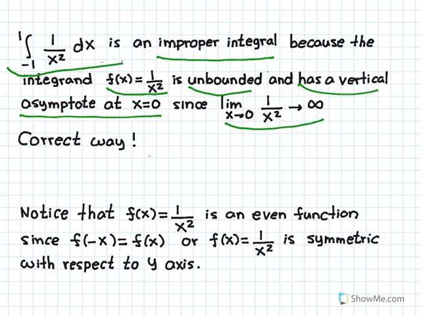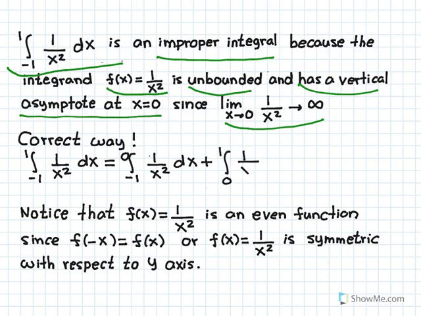So let's do it the correct way. So what we have is the integral from negative 1 to 1, 1 over x squared dx. This is equal to, we're going to split it at its point of discontinuity, which is 0. So we integrate from negative 1 to 0, 1 over x squared dx, plus the integral from 0 to 1, 1 over x squared dx.